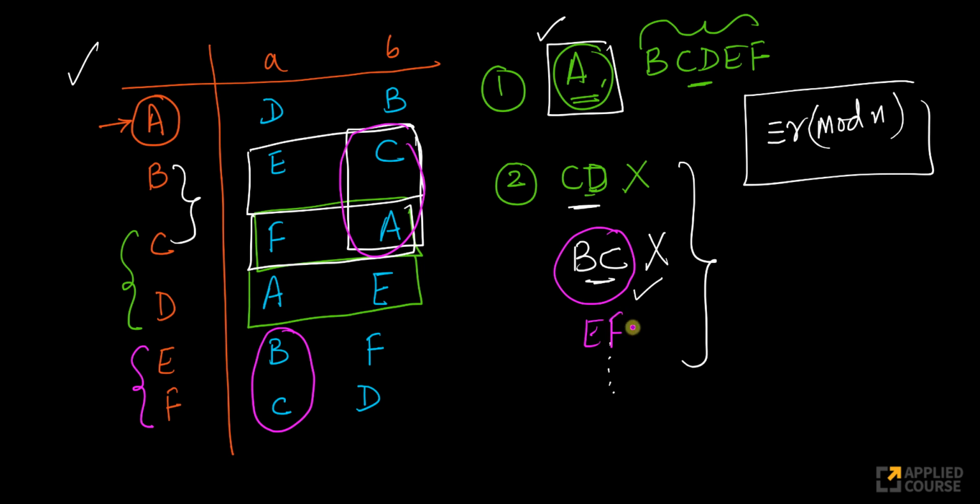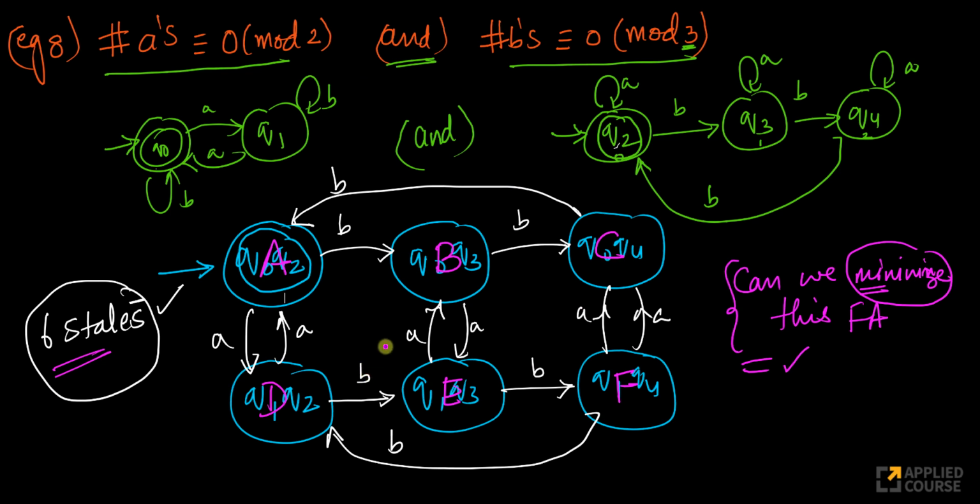Similarly, EF cannot be merged, because the moment I merge EF, I have to merge BC. And I can't merge BC because then I have to merge AC. Look at all the complications. So you can use this type of strategy also to minimize the number of states. For this problem, you cannot go below 6 states, whatever you try.